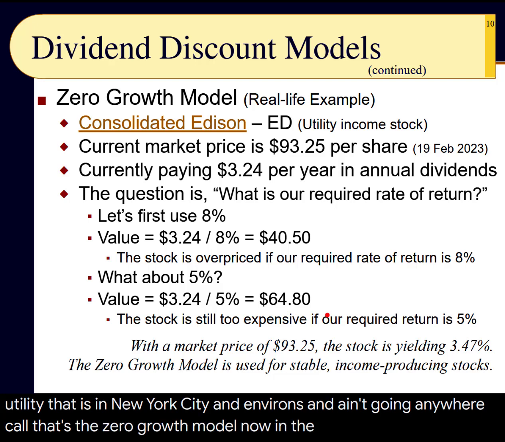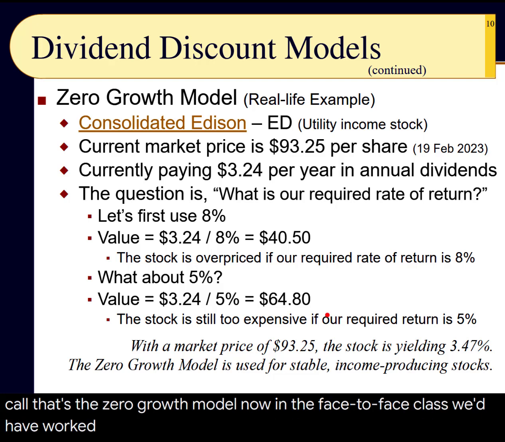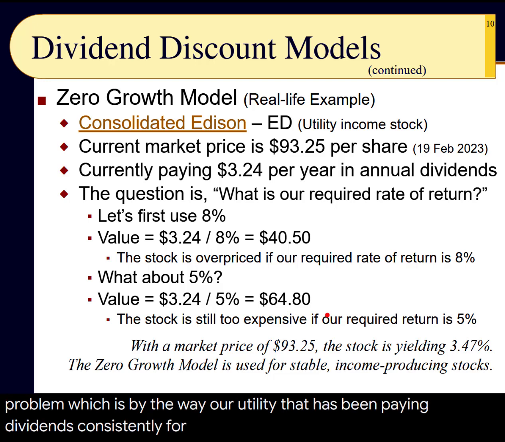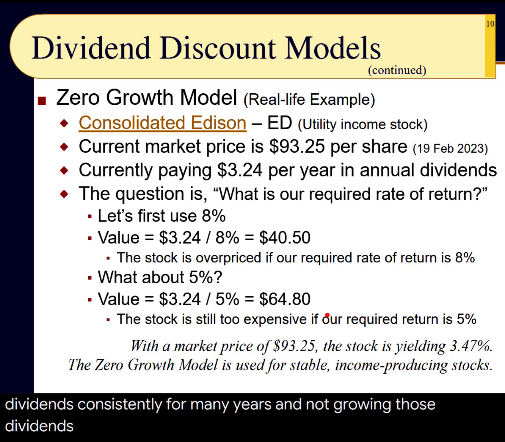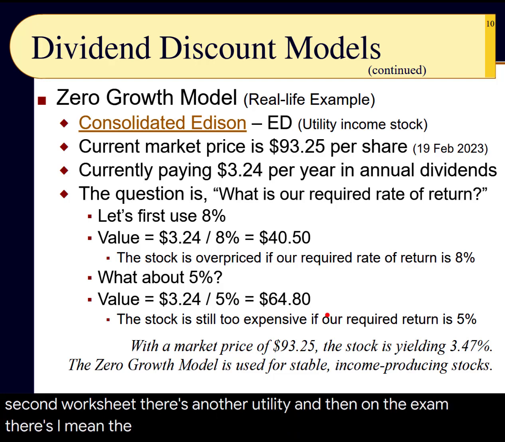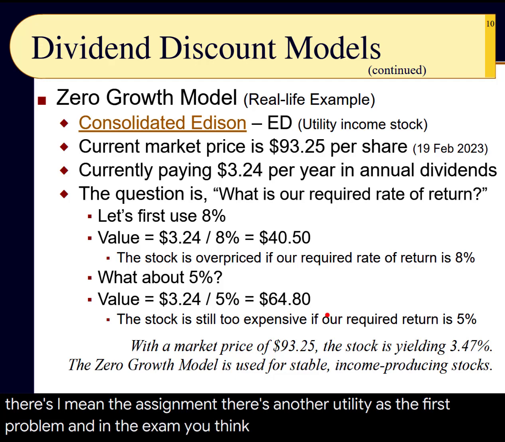Now, in the face-to-face class, we'd have worksheet number 1, we'd pull it out, and we'd do the first problem, which is, by the way, a utility that has been paying dividends consistently for many years and not growing those dividends, and we would use the zero growth model. And on the second worksheet, there's another utility, and then on the exam, the assignment, there's another utility as the first problem. They're in the same order, always.